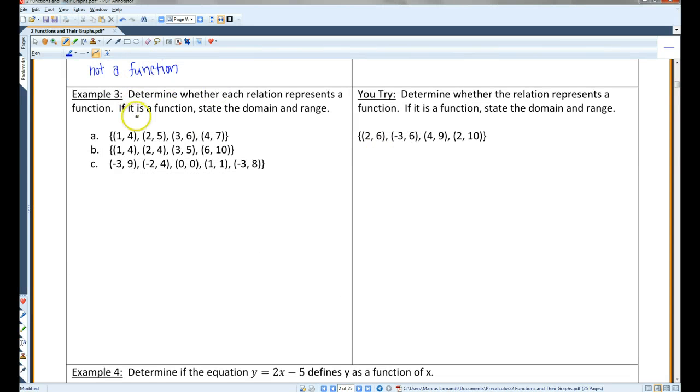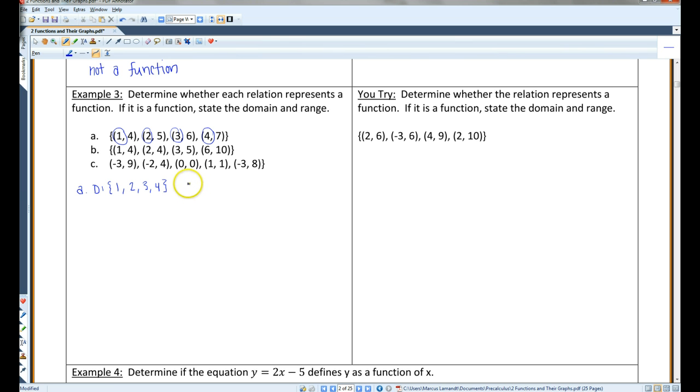Example 3. Determine whether each relation represents a function. If it is a function, state the domain and range. When we're given a list of ordered pairs, it's kind of easy because all you have to make sure is that it does not have any of the same x variables. If none of the x variables are the same, it is a function. So in this case, the domain is 1, 2, 3, 4.